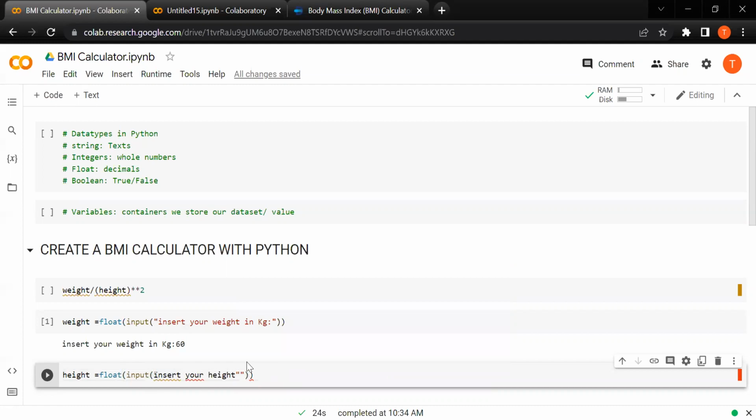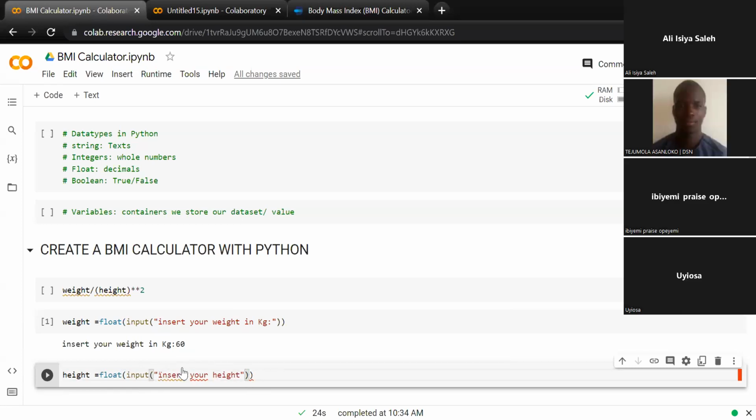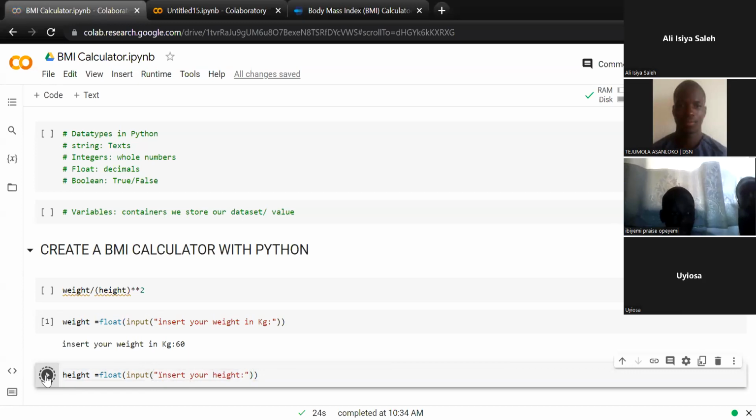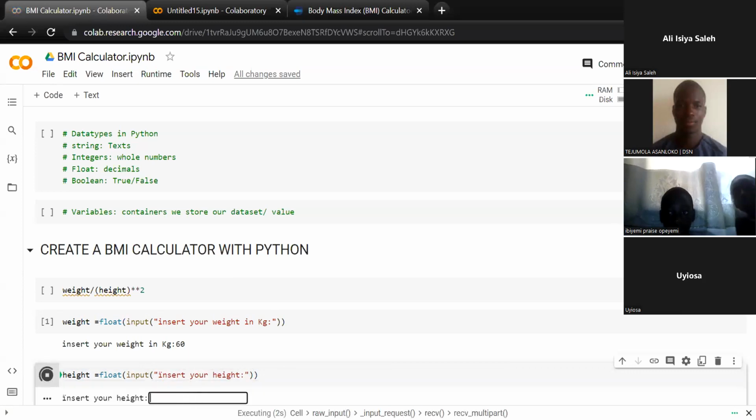Now the reason I'm using this code is so that the machine knows I'm writing a string. I want it to be a string, not a variable. Okay, so input. If I run this, it gives us a prompt: insert your height. So let's say my height is, just drop your height in the chat box.